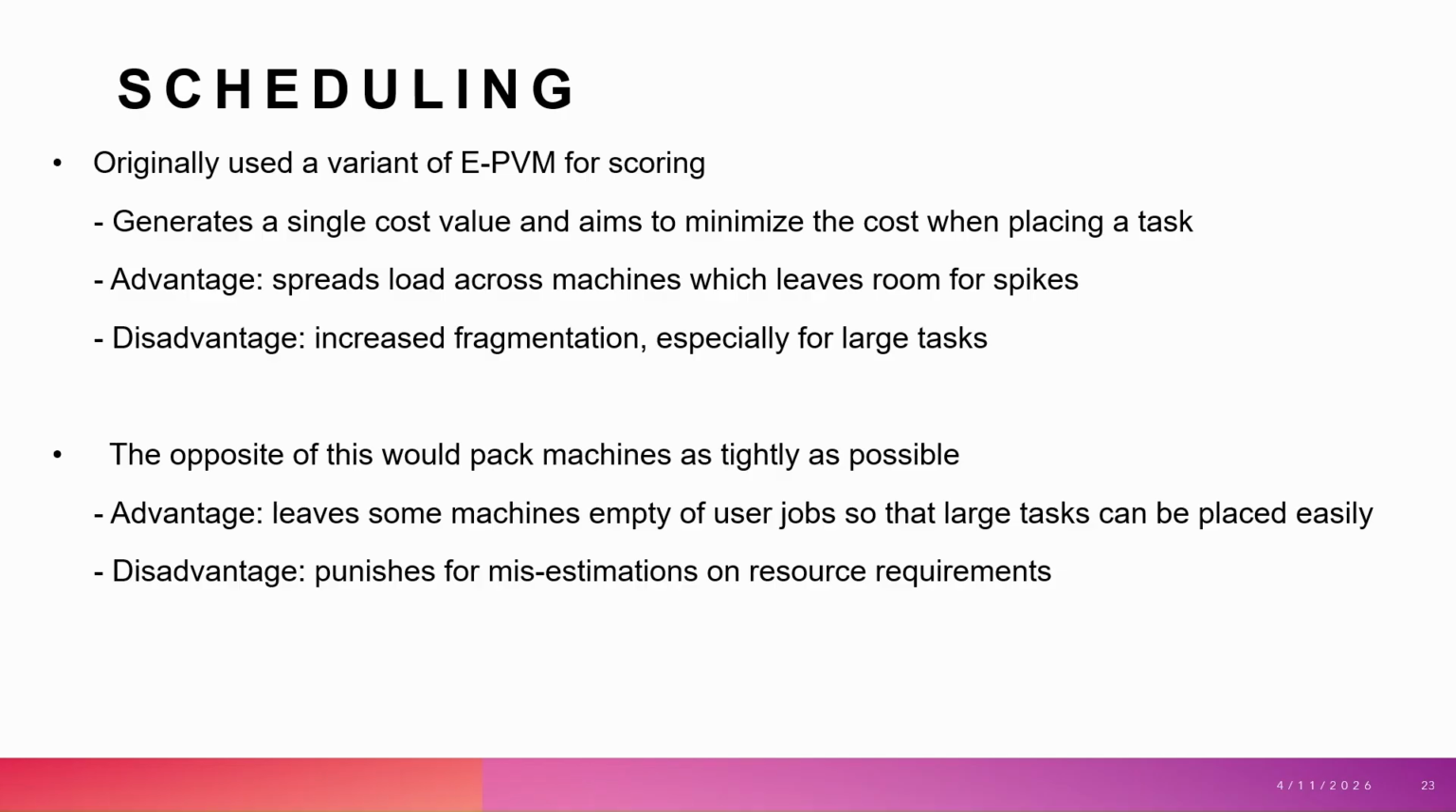So large tasks that needed a machine where resources were being used couldn't run because it didn't have enough resources. Now the opposite of this would be packing machines tightly, where the advantage would be some machines would be empty, so those large tasks can actually be placed easier. The disadvantage of this is that it punishes misestimations on resource requirements. So let's say you have a task that actually requires more resources than you thought. Now you don't have room to expand.